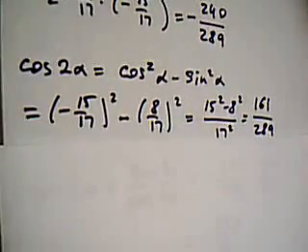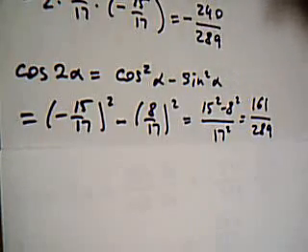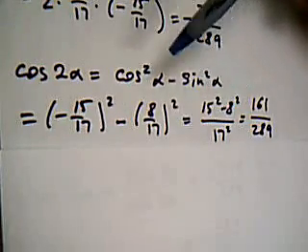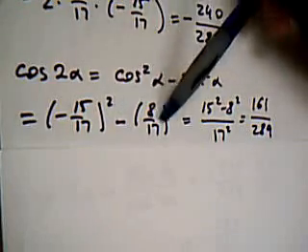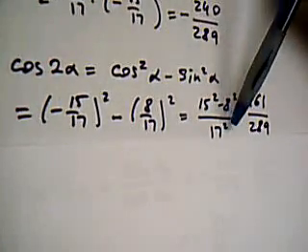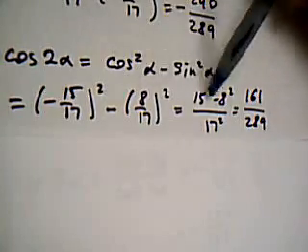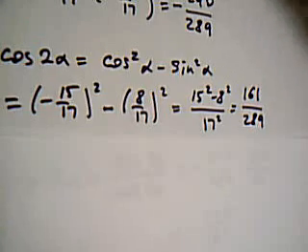To find the cosine of 2 alpha, we use this formula, cosine squared of alpha minus sine squared of alpha, and again substitute the known values for cosine squared and for the sine squared. So cosine squared is negative 15/17 squared, and pay attention that this negative sign after squaring disappears. So the common denominator is 17 squared, the top will be 15 squared minus 8 squared, which is 161 over 289. So we evaluated the cosine of 2 alpha.